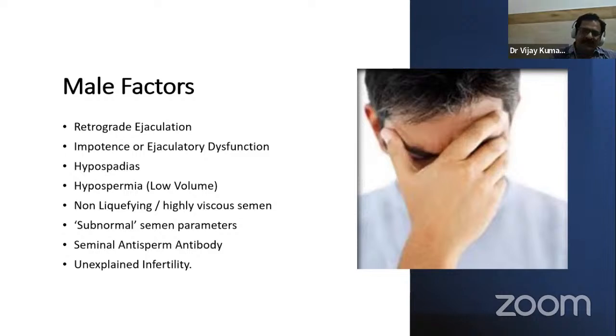And since we are inoculating the semen sample directly into the uterine cavity, even the cervical factor and the anti-sperm antibodies which are present in the cervical mucus are also bypassed, thereby increasing the chances of conception.